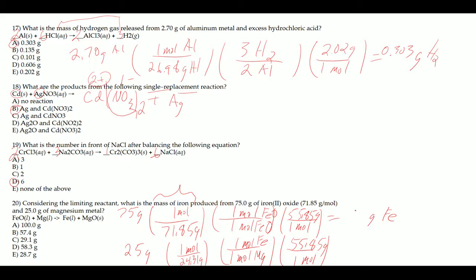I get 58.3 made from iron oxide. I get 57.4 grams of iron made from magnesium. So I'm going to pick the lesser of those numbers. 20 should be B. And that's the end.